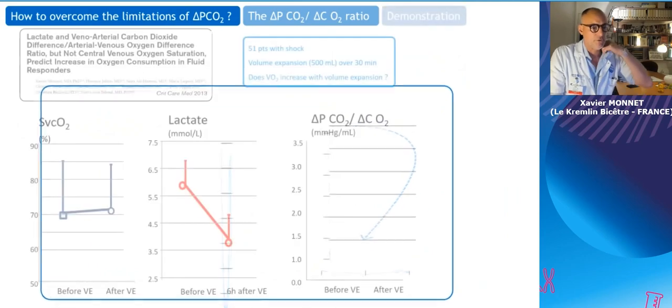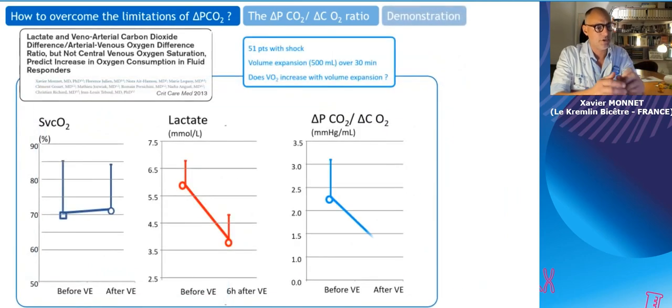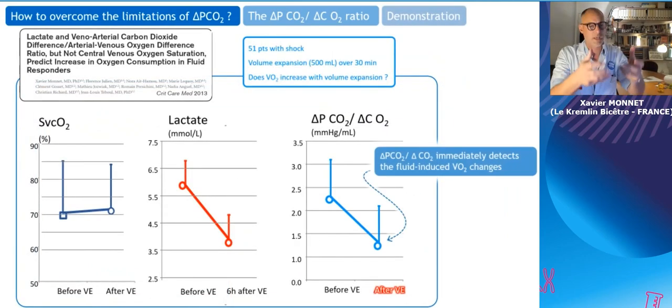And in this study, we wanted to know which variables indicate that oxygen consumption improves with fluid administration, as VO2 was unable to detect it because it was normal in the septic patients. Lactate decreased, but it took time. We measured it 6 hours later. Why? The delta PCO2 over delta O2 content ratio decreased immediately.